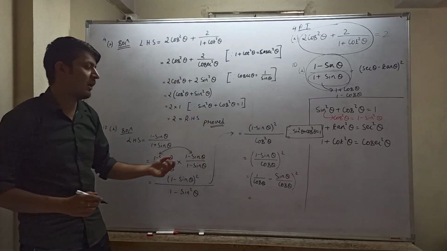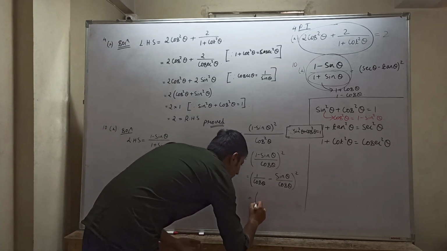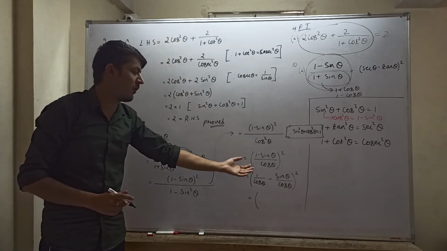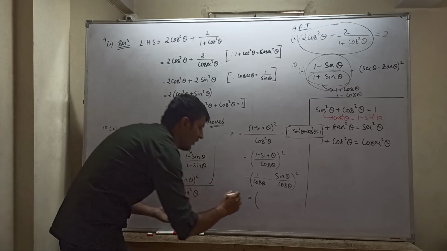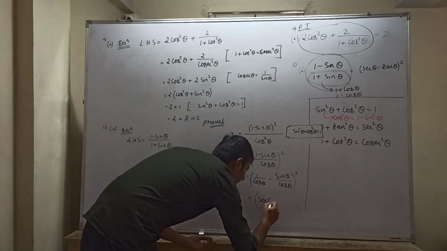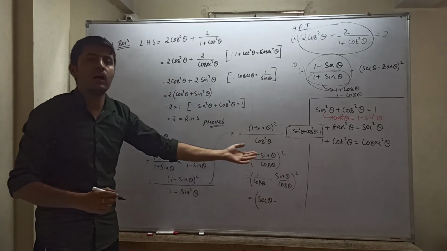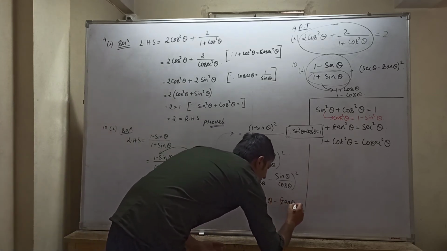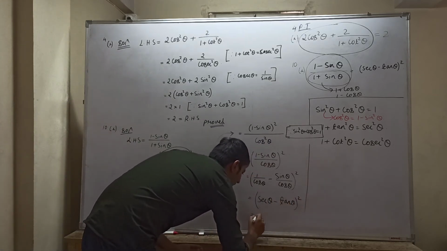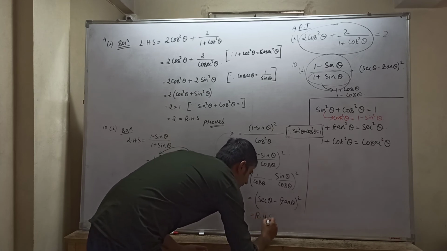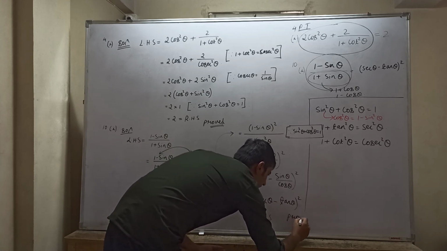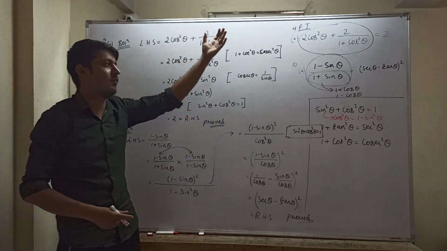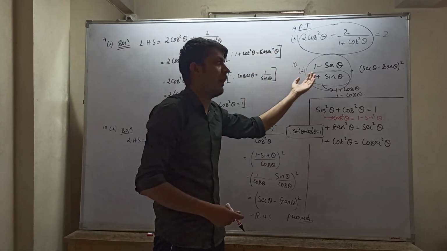What is 1 by cos? Use your reciprocal relation. When you use your reciprocal relation, 1 by cos is what? It is sec theta. And what is your sine theta by cos theta? It is tan theta. So sec theta minus tan theta whole thing square, and that is equal to your RHS, and this is proved.